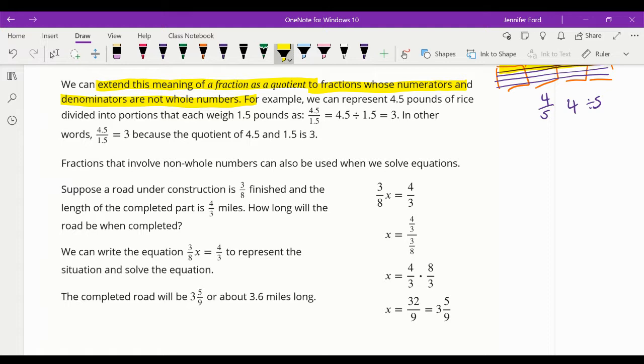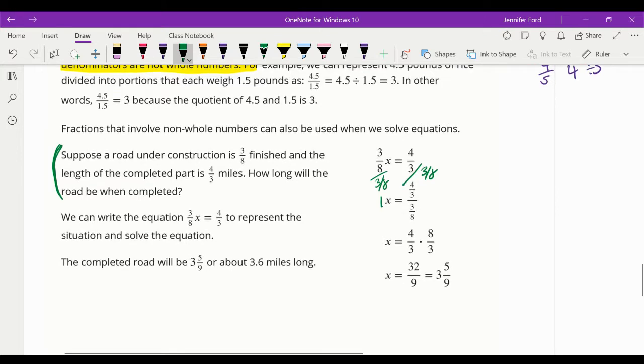Okay, so let's look at that. We were solving these kinds of problems in our problem solving with fractions unit. And we're doing the same type of problem, but we're using a different strategy. The different strategy is that I'm writing an algebraic equation: 3/8 times x is 4/3. So I'm going to divide both sides by 3/8. Then I get 1x is 4/3 divided by 3/8.